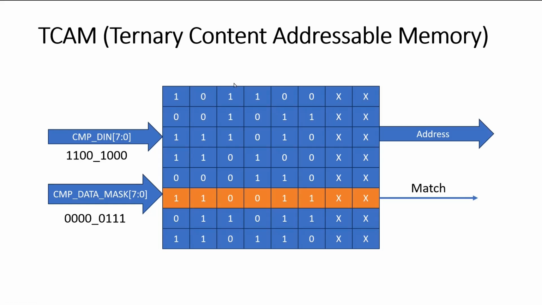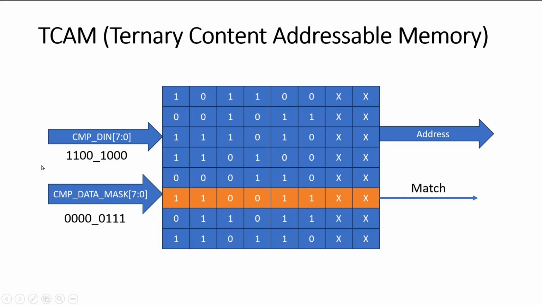Anyway, the writing part I am going to cover in the subsequent video. But in this video, we are going to cover the comparison part. So in TCAM, you have an input data bus. Let us name it as CMP_DIN. It is 8 bits. I want to compare this data: 1100, 1000.